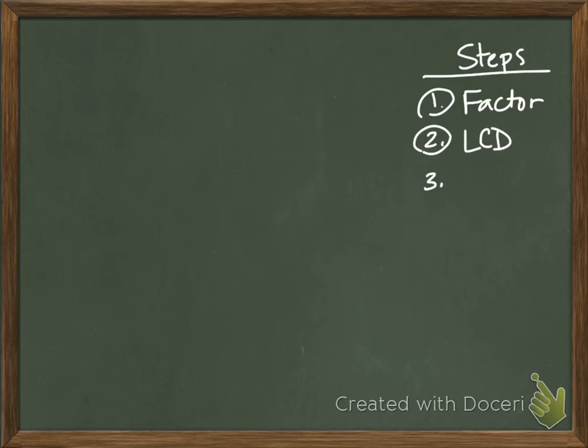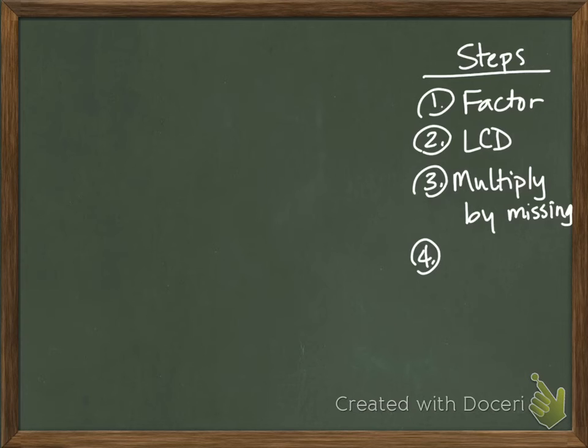Step 3, you're going to multiply by whatever it's missing, by whatever you need to do to make the LCD. And then step 4, you're going to add or subtract the numerators. And remember, numerator is just the top part.